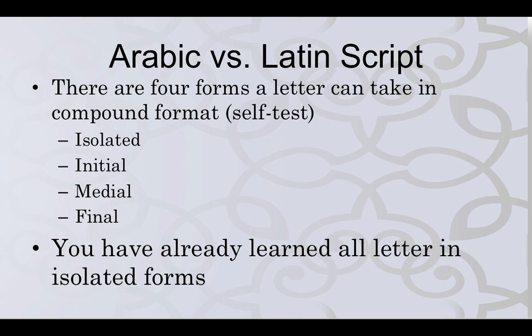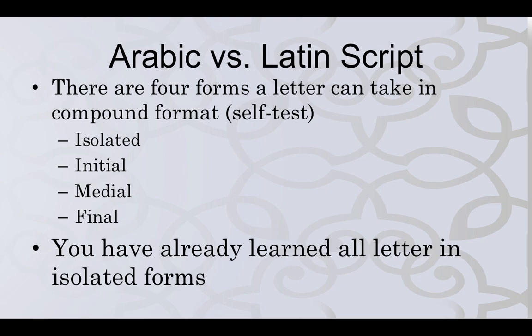If it occurs isolated, it's written isolated. If it occurs at the start of a word, it's in its initial form. If it occurs in the middle of a word, it is in the medial format. And when it occurs at the end of a word, it is in its final format. Isolated, initial, medial, final. Those are the 4, and this is going to be on the self-test.